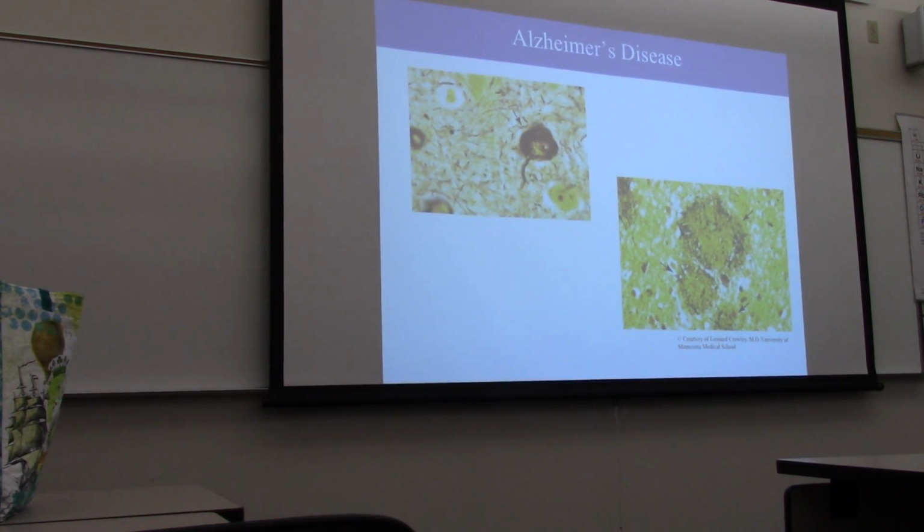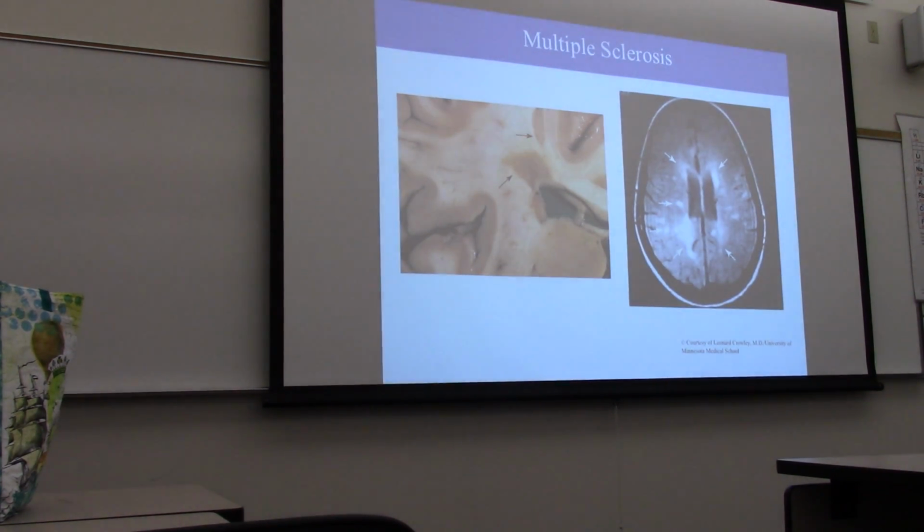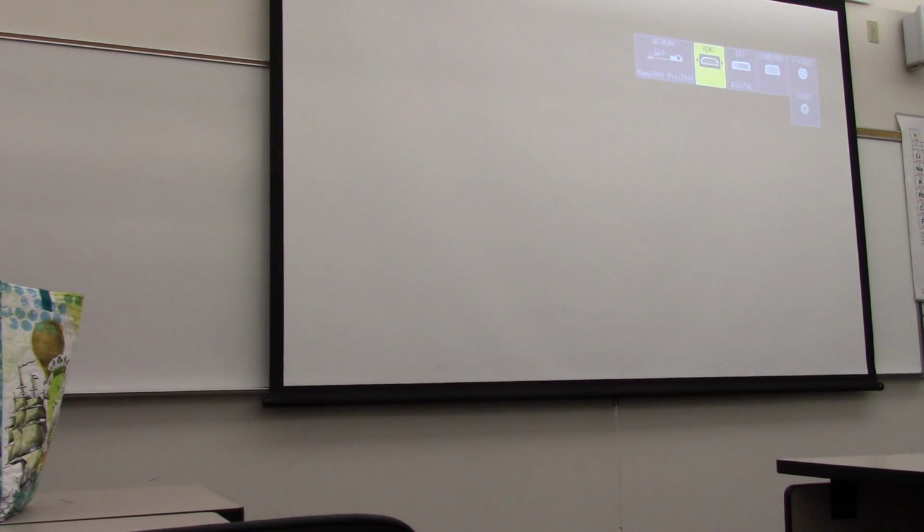in the brain, so all the connections between the cells don't connect properly. Multiple sclerosis is a patchy disease that comes and goes, looks like that on a CT scan, and that's it.